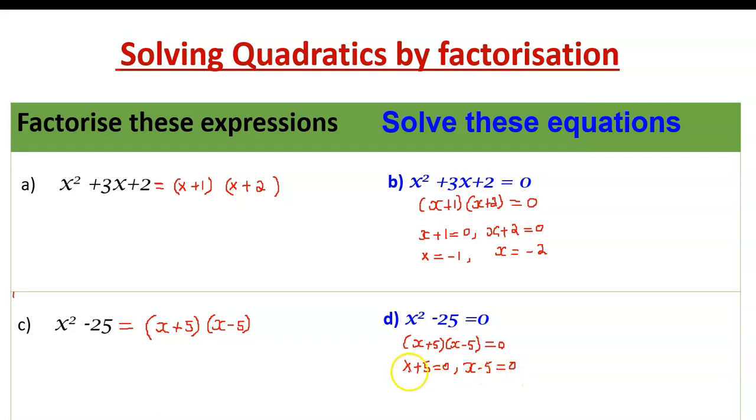So now we end up solving two simple linear equations. The solution for the first one is x equals minus 5, and the solution for the second one is x equals 5. If you take x equals minus 5 here, minus 5 plus 5 is 0, and 0 times whatever you got here is 0. If you take x is 5 and you fill it here with 5, 0 times whatever you got from there is going to give you 0. So this is how you solve quadratic equations.